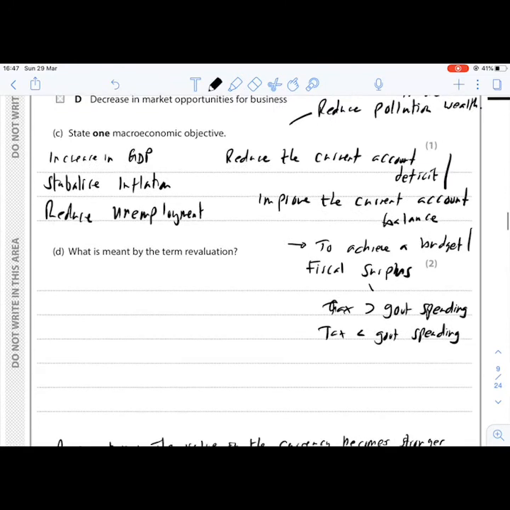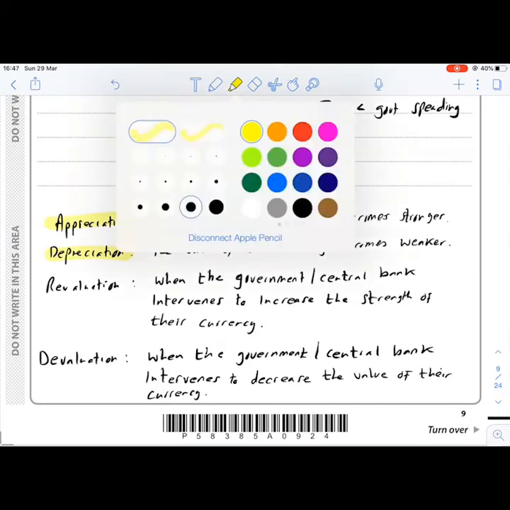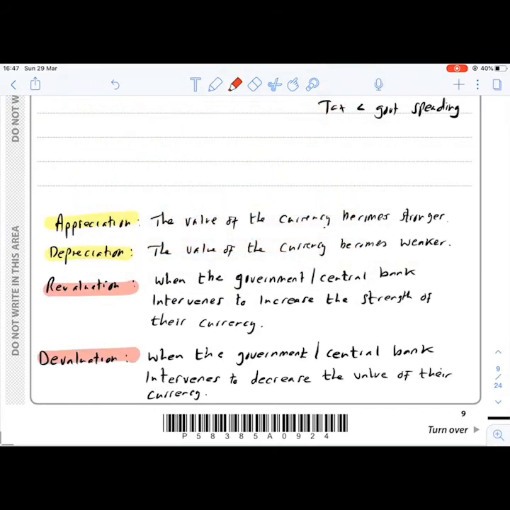Okay. The next question. What is meant by the term revaluation? Well, let's do some revision on this, because it's really important that we understand the difference between appreciation and depreciation and revaluation and devaluation. Okay. Now, appreciation means that the value of the currency has become stronger. This is when supply and demand for the currency just get on with it without any intervention from the government.